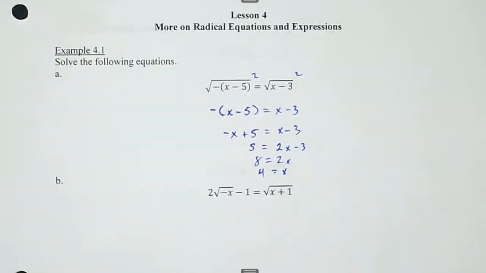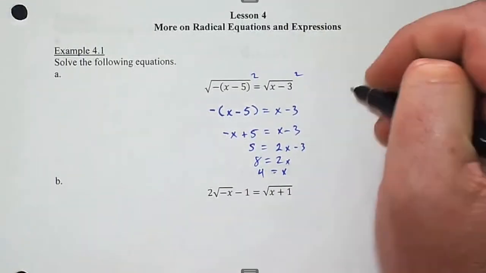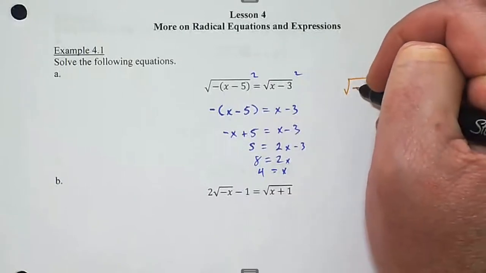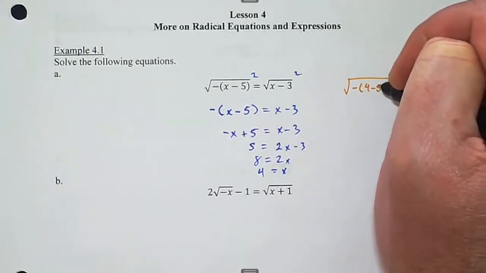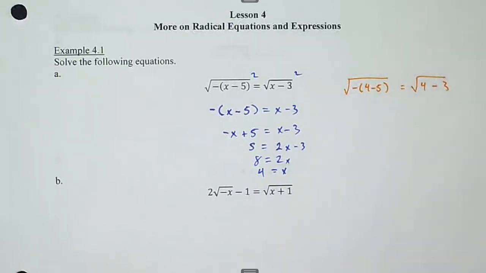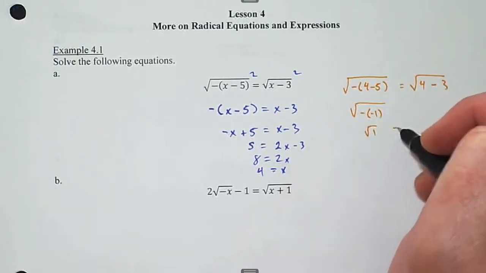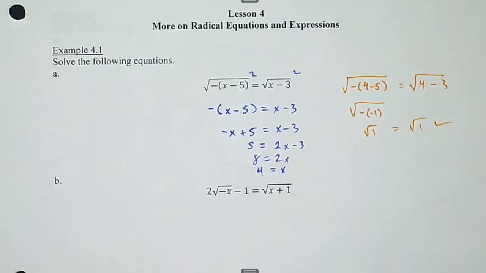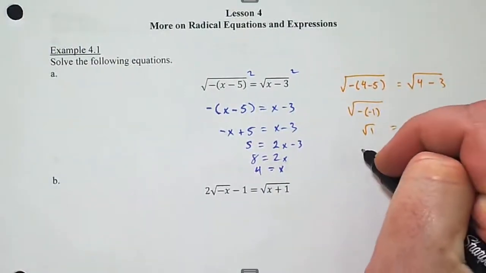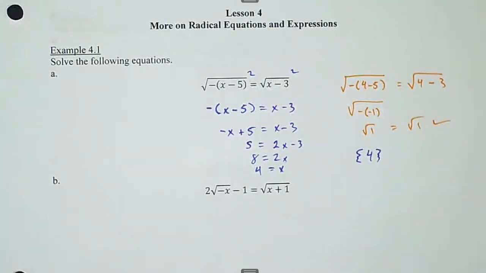We do need to check our work though, okay? I'll replace x with 4 and see if they work out to be the same. So this is the square root of negative 1. Well, that's just the square root of 1, and that definitely equals the square root of 1, so we're good. All right, so that wasn't too bad. The next one's going to be a little bit more fun.